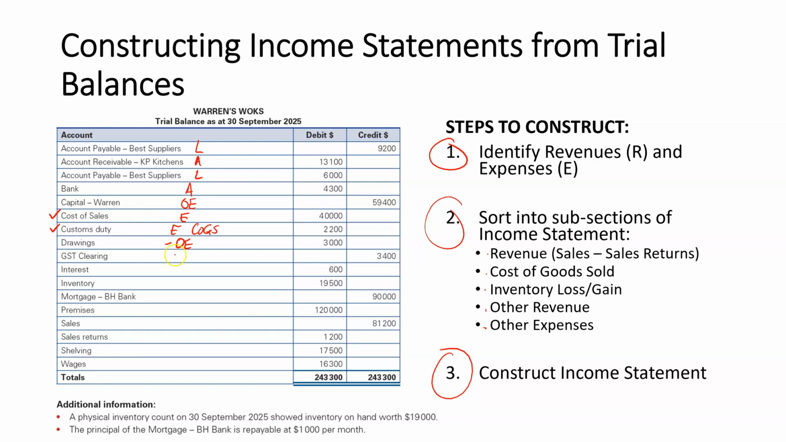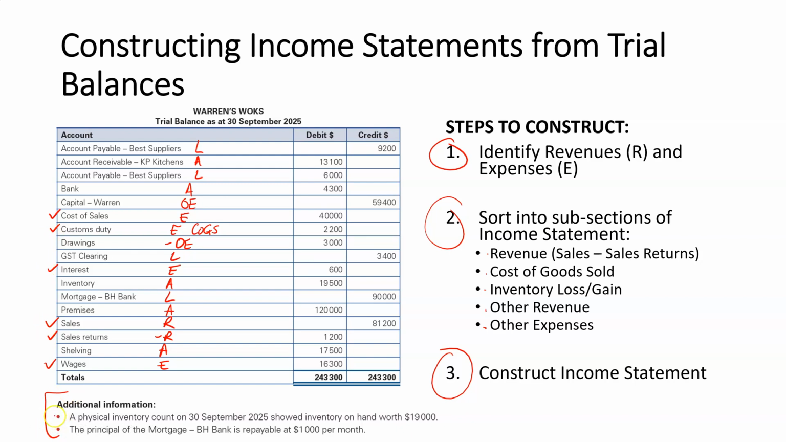Drawings, GST, interest, inventory, mortgage, premises, sales returns as a negative revenue, shelving, and wages. So I can see from my trial balance I've got 6 items. Don't forget to also look at your additional information.